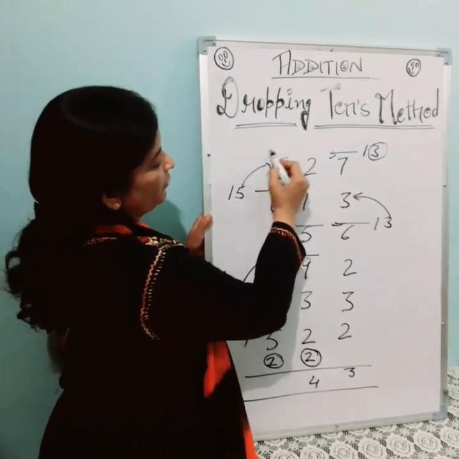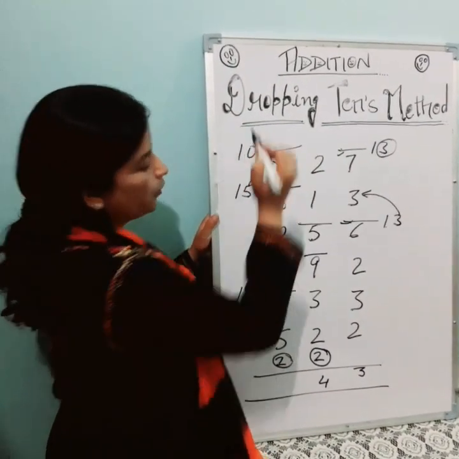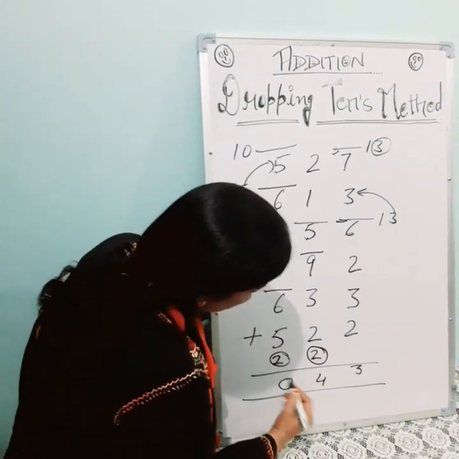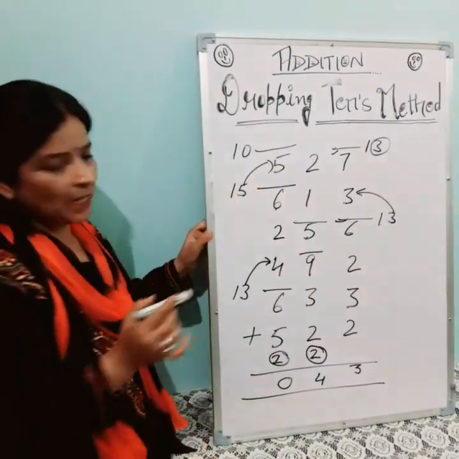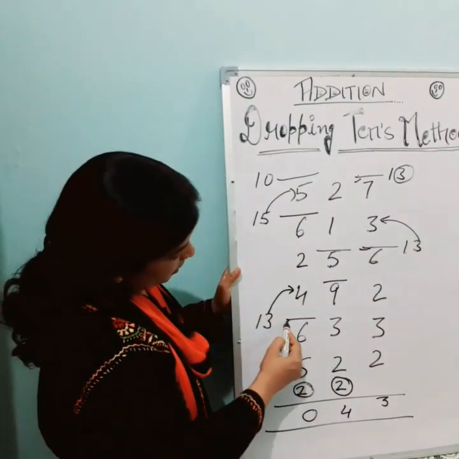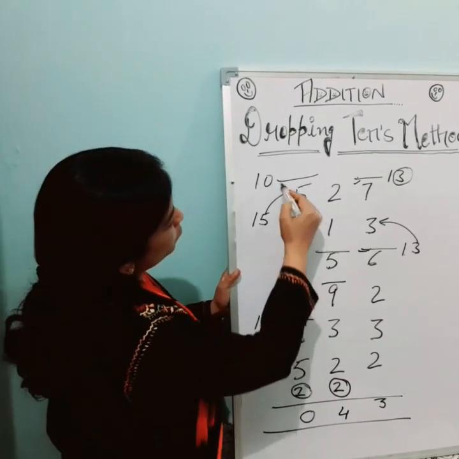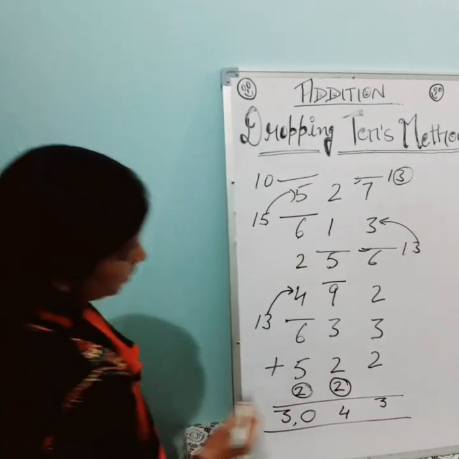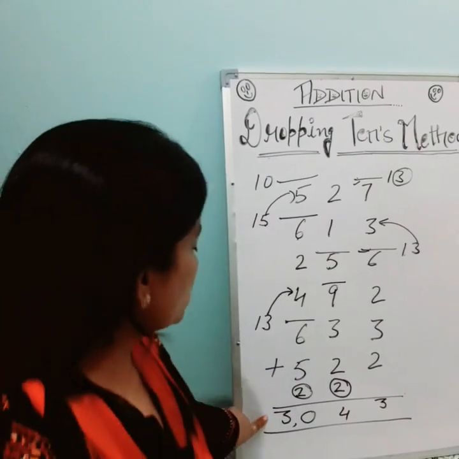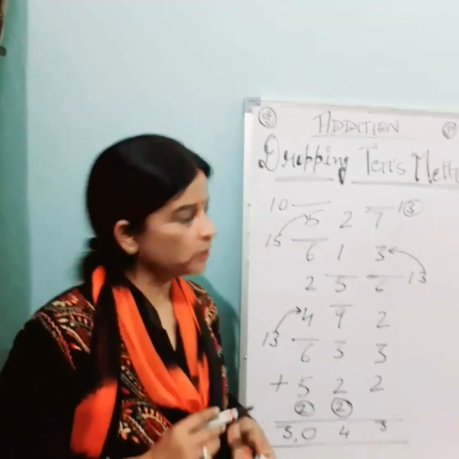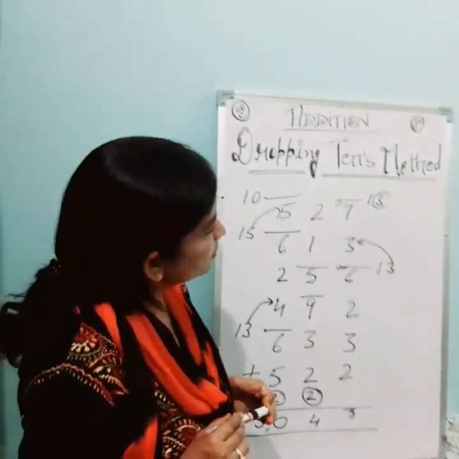5 plus 5, 10. Again drop 10 here. What is the remaining one? 0. 0 we will write here. After that we count the tens. How many tens did we drop? 1, 2, 3. So our answer is 3043. I hope you all have understood this dropping tens method.